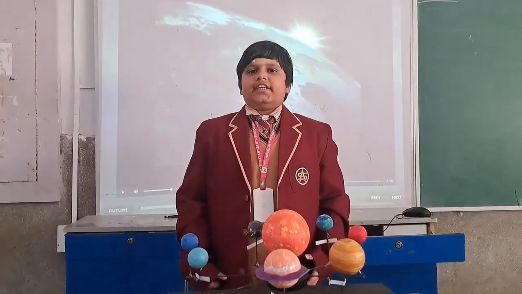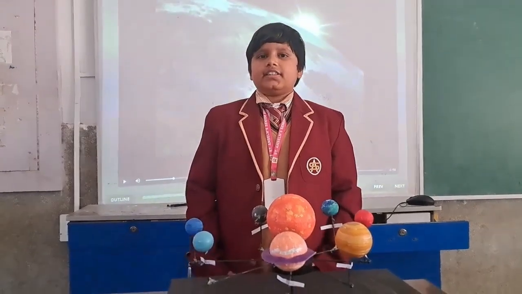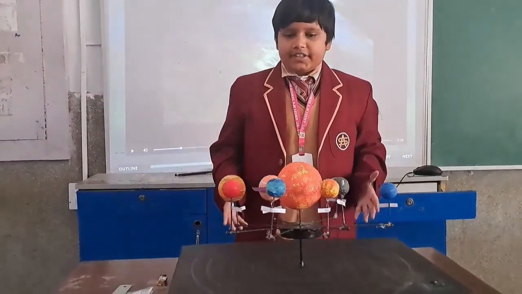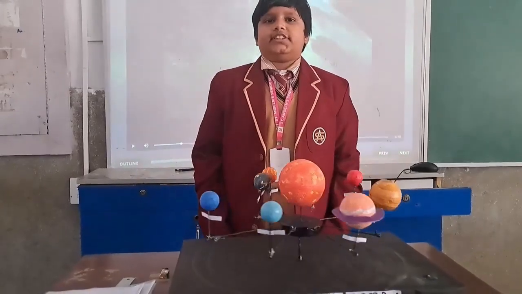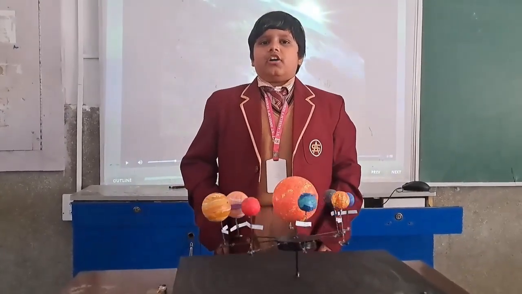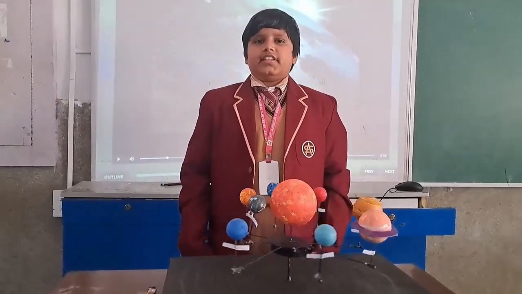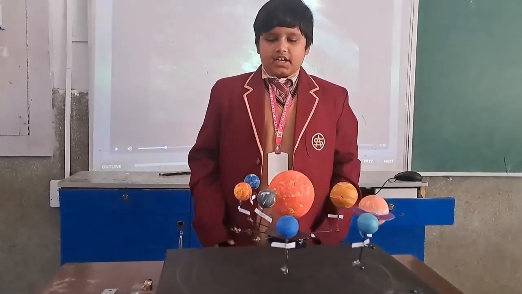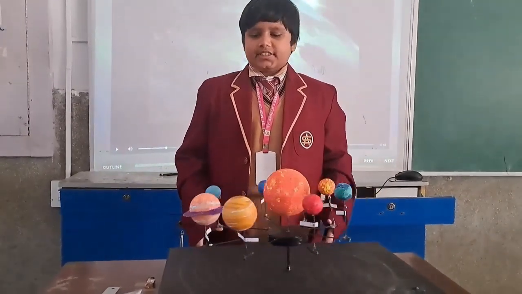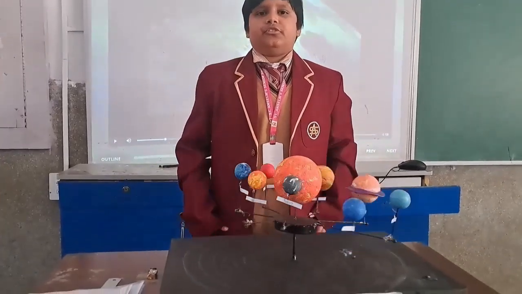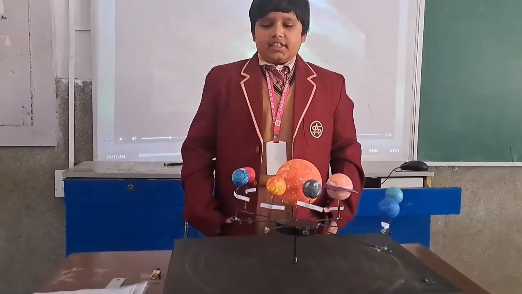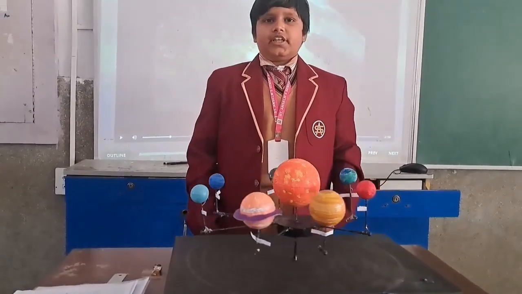The sun in the center of the solar system holds these 8 planets in orbit with its strong gravitational force. According to the order of distance from the sun, these 8 planets are Mercury, Venus, Earth, Mars, Jupiter, Saturn, Uranus, and Neptune. The 4 planets Mercury, Venus, Earth and Mars have solid and rocky surfaces.